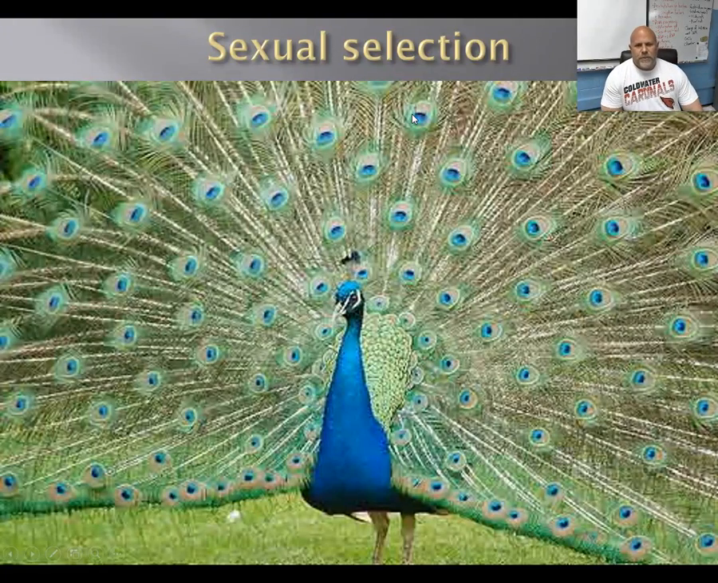Sexual selection is where we see males with particular characteristics or females with particular characteristics that are selected for by the other sex. So peacocks that have nice big tails with lots of eyes in them have super good genes, and so females want to mate with those peacocks.